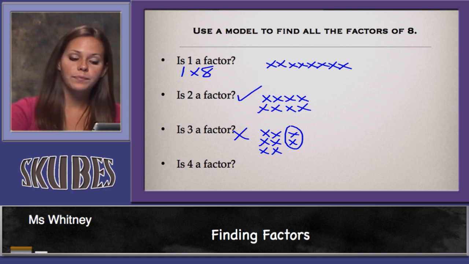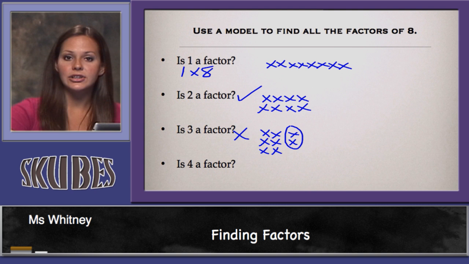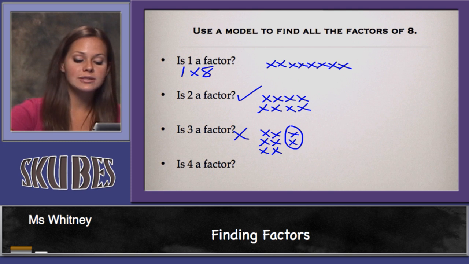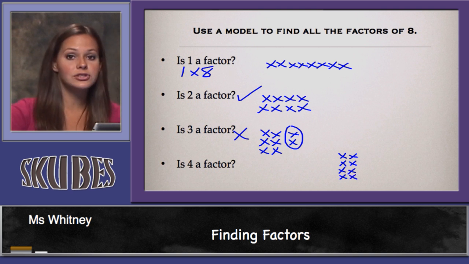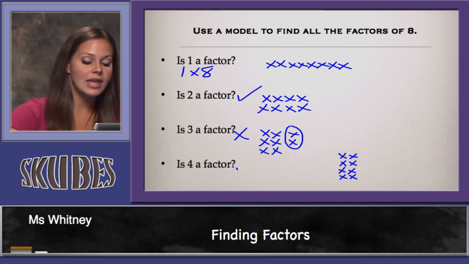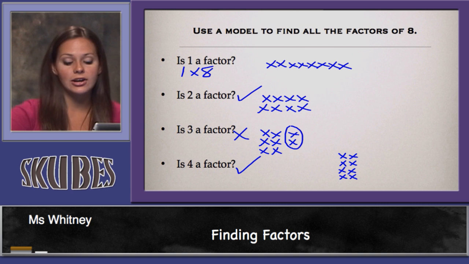Let's look at 4. Is 4 a factor of 8? Or we can think, is 8 divisible by 4? So we're going to make 4 rows and divide our 8. We have 4 rows of 2. 4 times 2 is 8. So yes, 4 is a factor of 8.